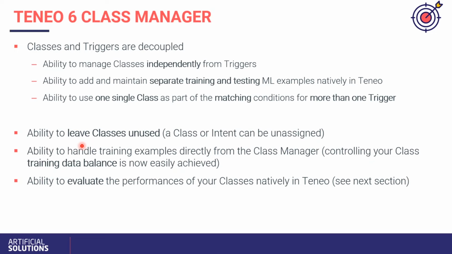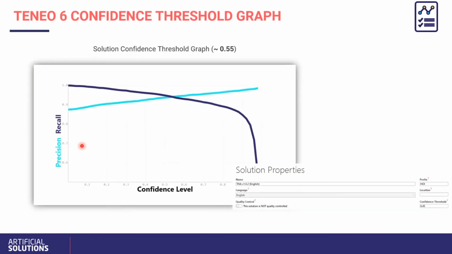So let's go to the next section here, where we can see what it means that you can evaluate the performance of your classes separately. You're now getting a class performance evaluation tool. You will run this tool on all your classes. It will do what is called a k-fold. It will iterate over the same data 5 times with different splits of the data, etc.